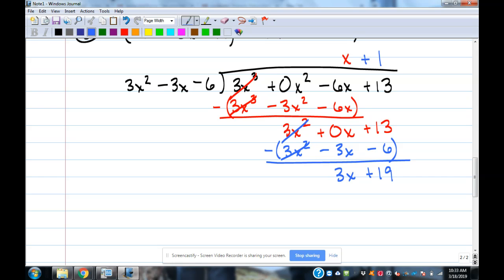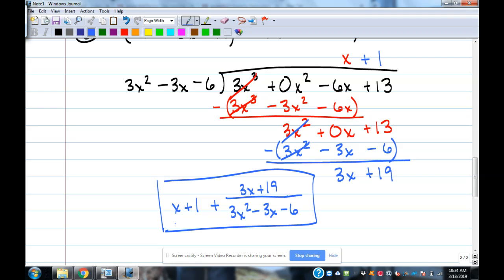We also know 3x is smaller than 3x squared, right? The degree is smaller. The exponent is smaller. So that's how we know we're done. So that means our remainder is 3x plus 19. Okay. Quotient, x plus 1, plus the remainder, 3x plus 19, over the divisor, 3x squared minus 3x minus 6. That right there is the final answer for that.